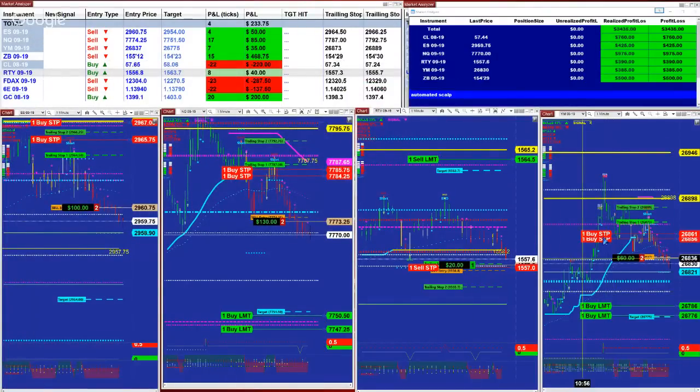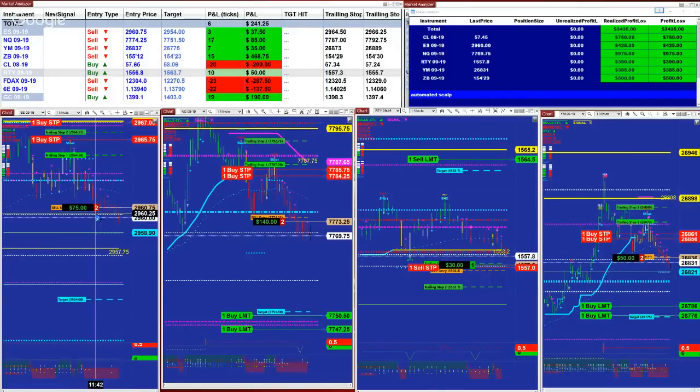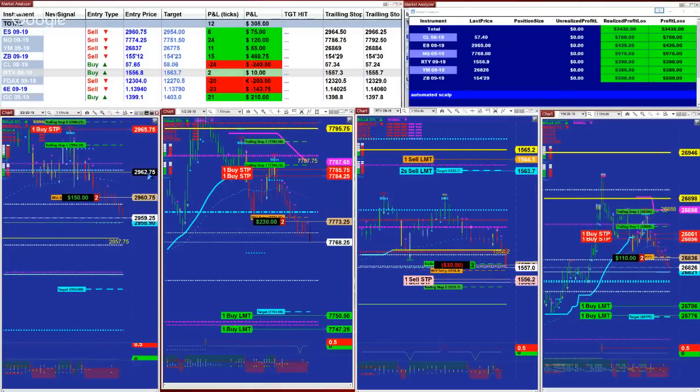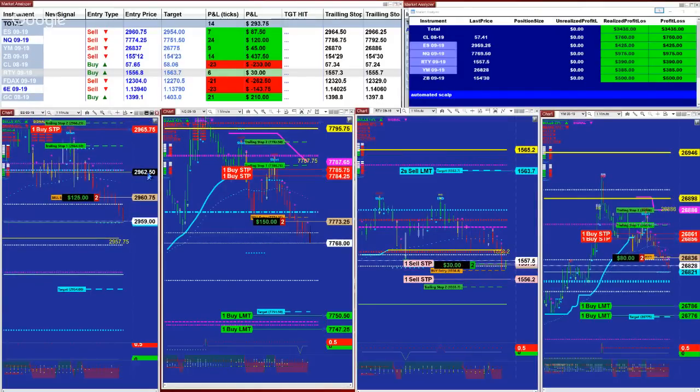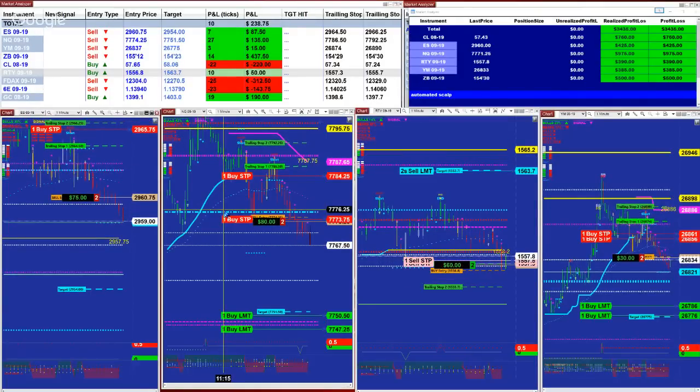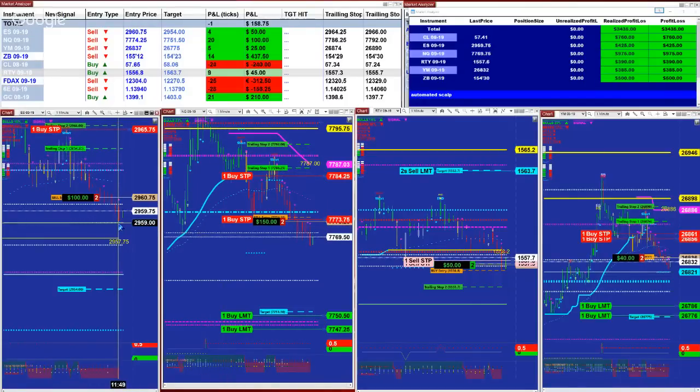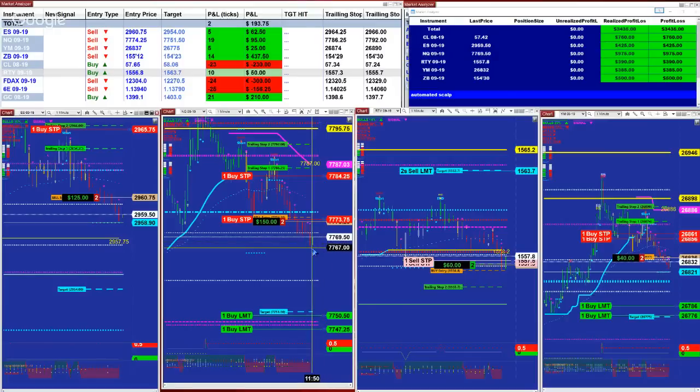So now, on the ATM, we are using two contracts. And there we go, fine, it's finished. Why? Now the ES comes into the projection at the 59 level. So the Nasdaq shied away immediately, like the ES.